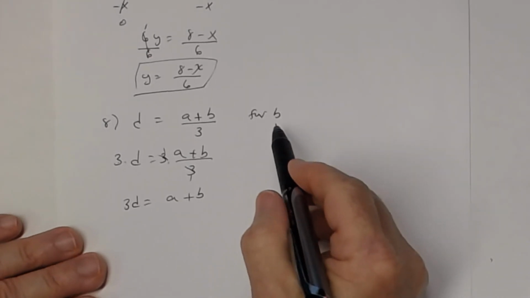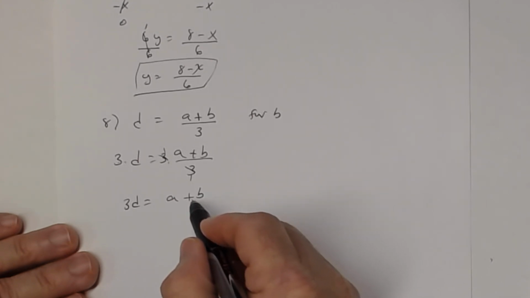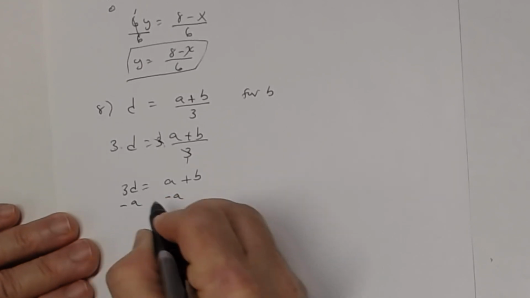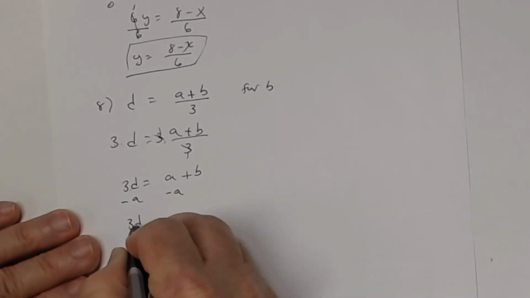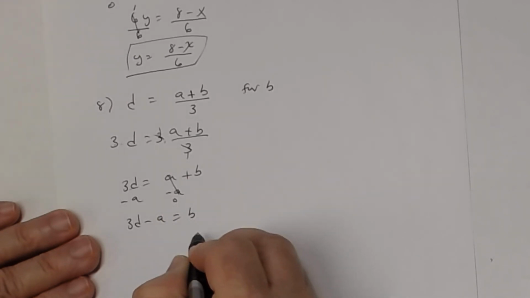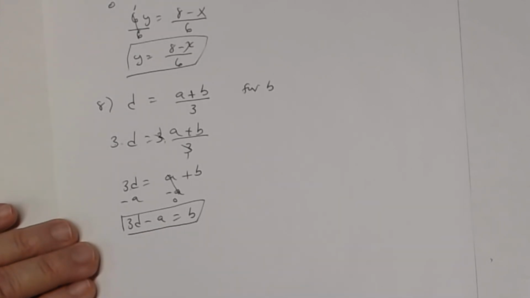And then notice how simple this is now. To get b by itself, you want to isolate this variable, this term b. Well, right now I'm adding a to it, so you're going to subtract a from both sides. And so I get 3d minus a equals, this is 0, b. And you're done. That's your answer. Not very difficult, is it?